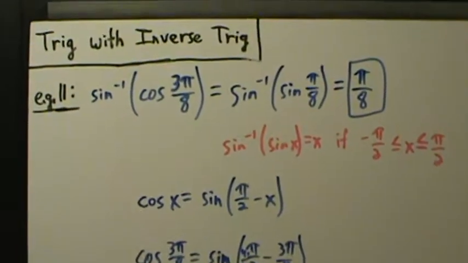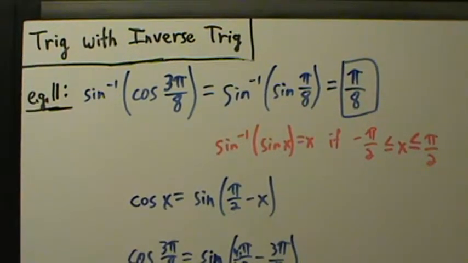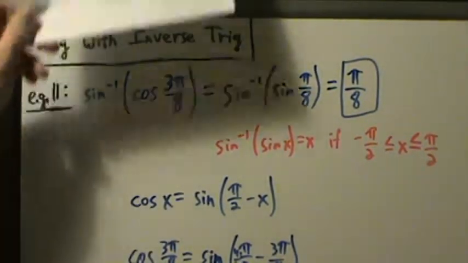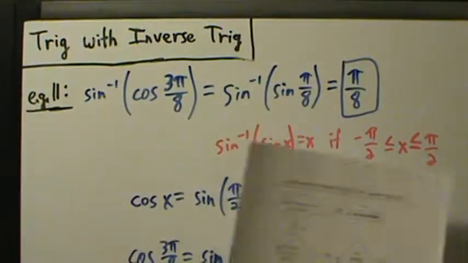Anyway, that's example 11 of evaluating trig with inverse trig, and another example using this flowchart here. More stuff coming up in the next few videos.